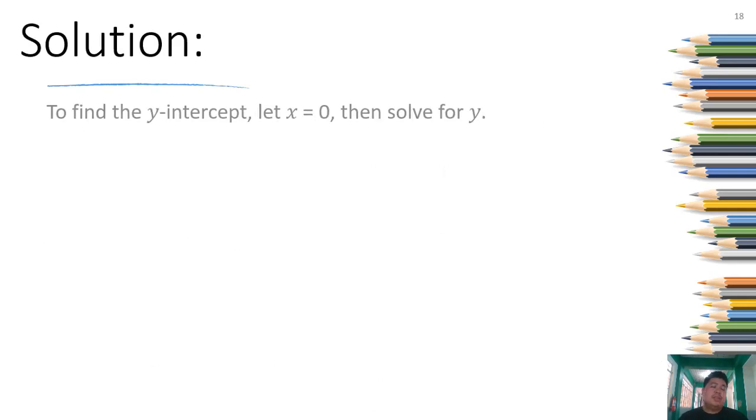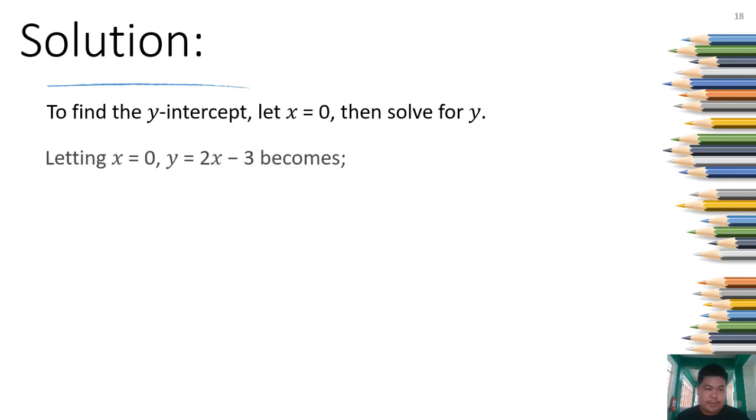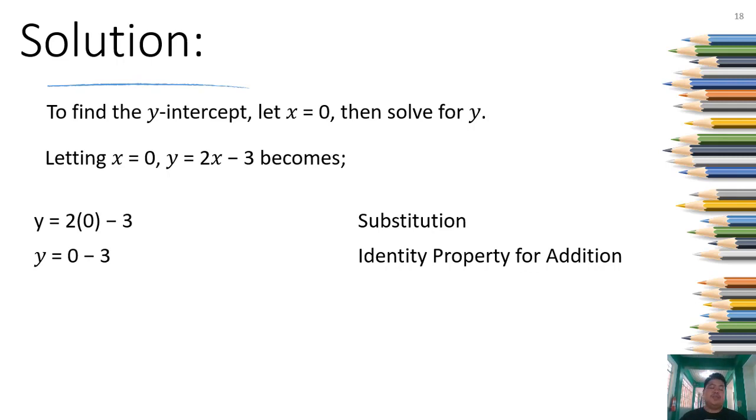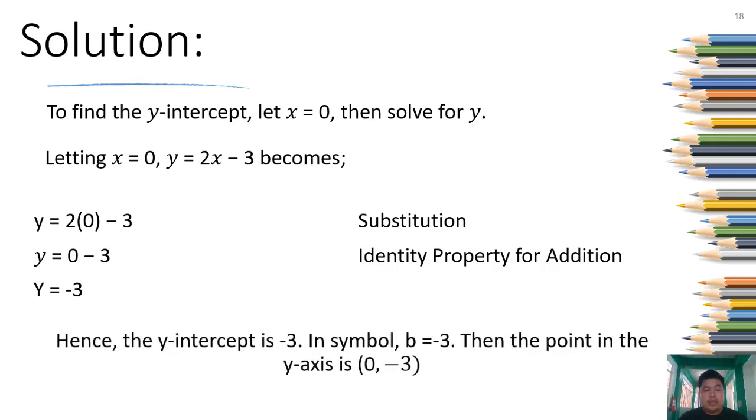Next, to find the y-intercept, let x is equal to 0, then solve for y. Letting x is equal to 0, y is equal to 2x minus 3 becomes y is equal to 2 multiplied by 0 minus 3, by substitution. Then y is equal to 0 minus 3, identity property for addition. And next, y is equal to negative 3. Hence, the y-intercept is negative 3 and symbol B is equal to negative 3. Then the point in the y-axis is 0 and negative 3.